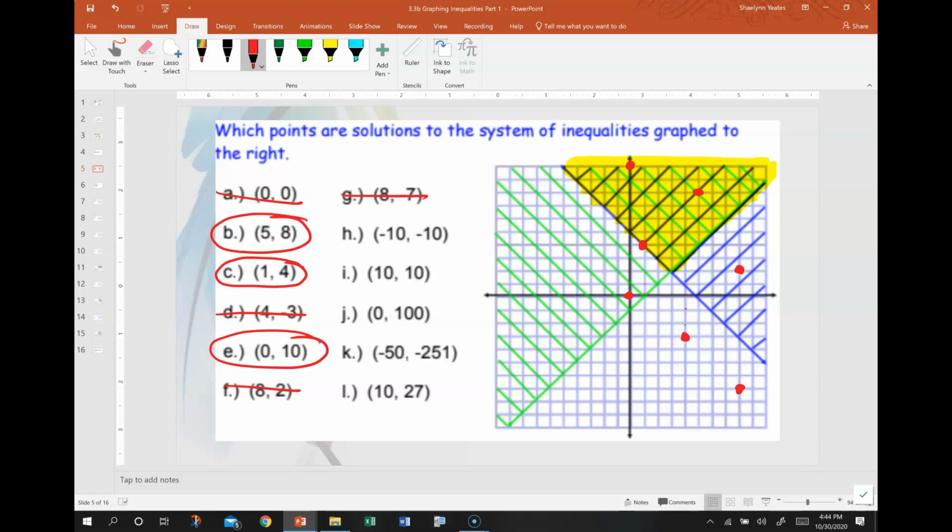And that's definitely not going to work. It's not in either shaded area. Negative 10 is only in the green. It doesn't work. Over 10, up 10 is in the yellow, so this one works.